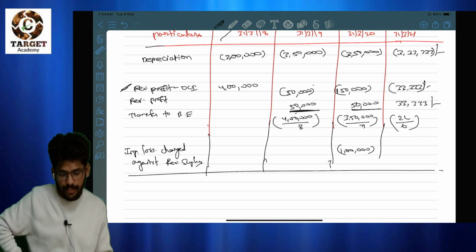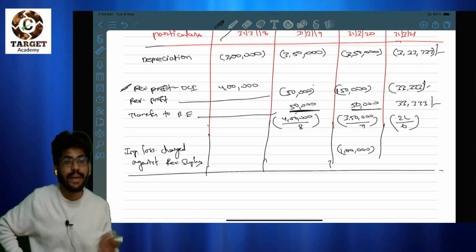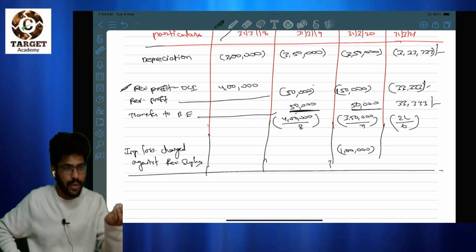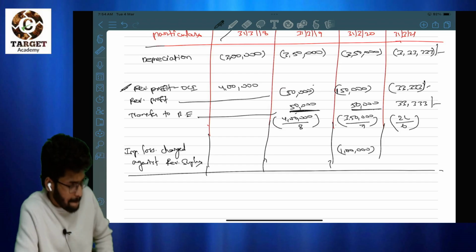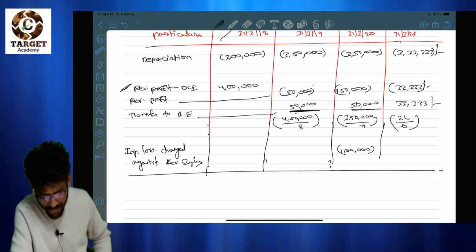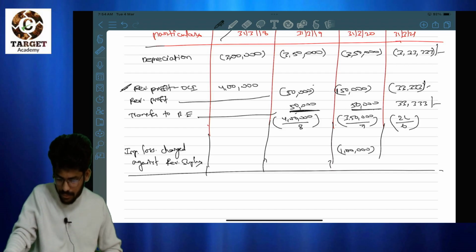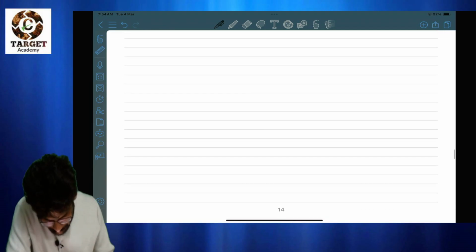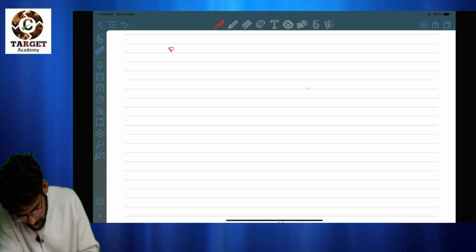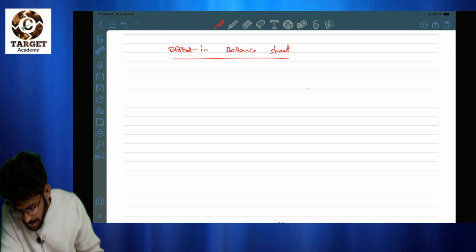Revaluation surplus decreases every year, and the transfer goes to retained earnings, so the retained earnings balance will increase and the revaluation surplus balance will decrease. So I am showing both in the question solution. Is it clear? Very simple point. So this is the effect in the statement of P&L, right? Now coming to the effect in the balance sheet.